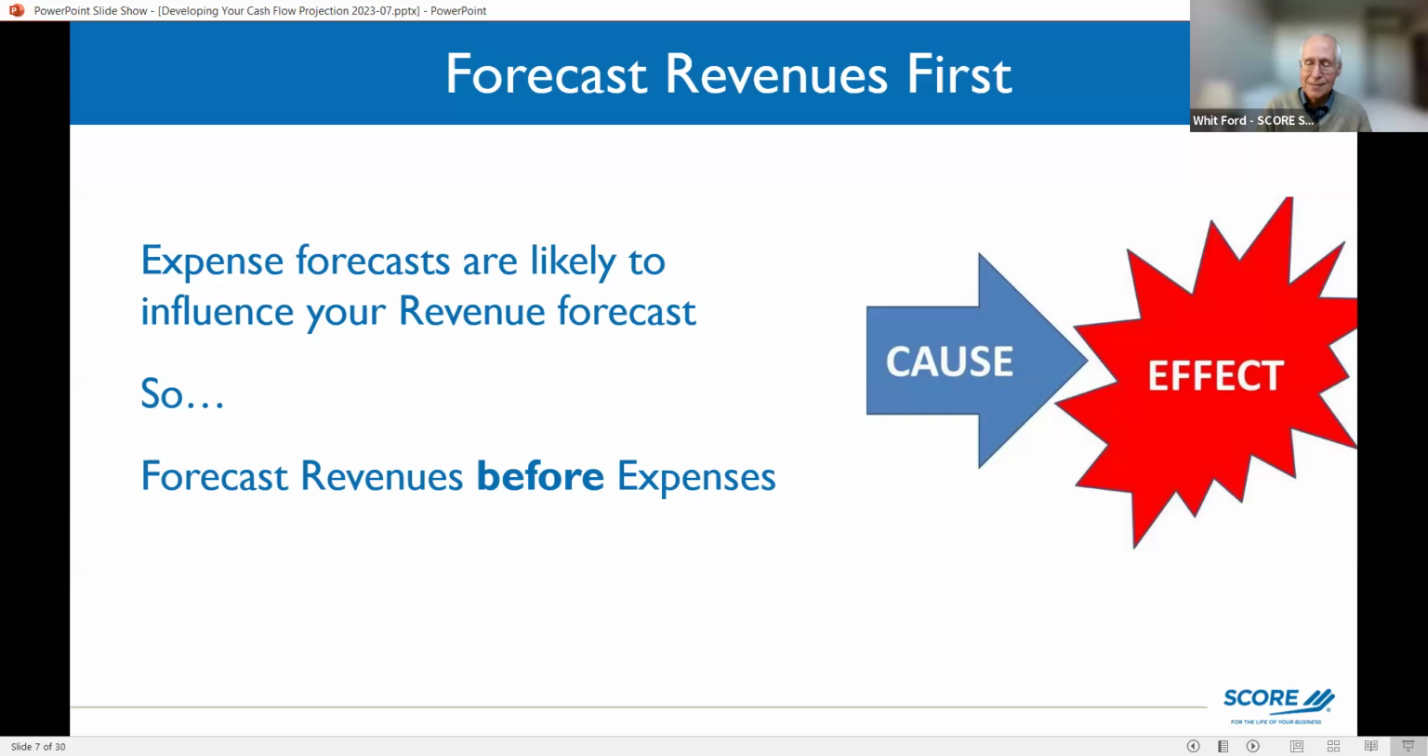Everybody goes back and revises their forecasts. They tweak them, they play with them to say, well, what if things are better than I expect? What if things are worse than I expect? But if in your first attempt at a forecast, you do revenues first and then expenses, that is more likely to get you an honest revenue number.